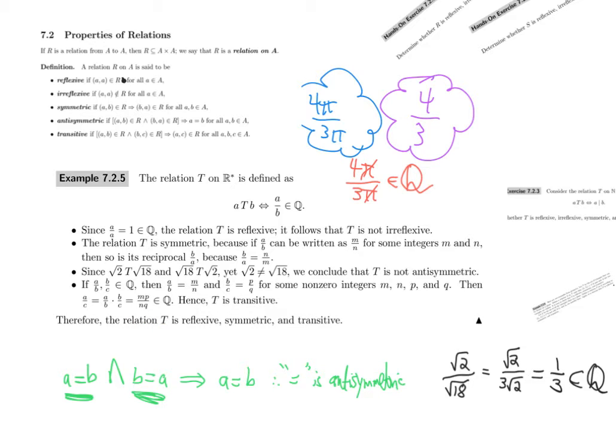And this relation is reflexive, symmetric, and transitive. We're going to learn in a later section that relations with these three properties are special in a different way.